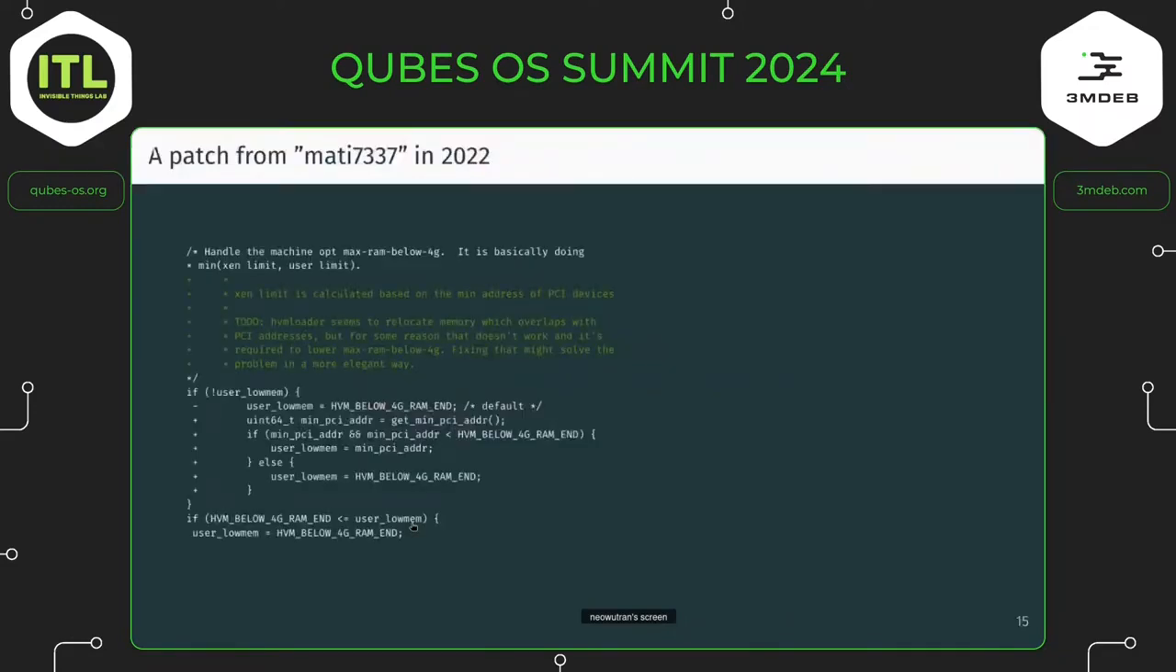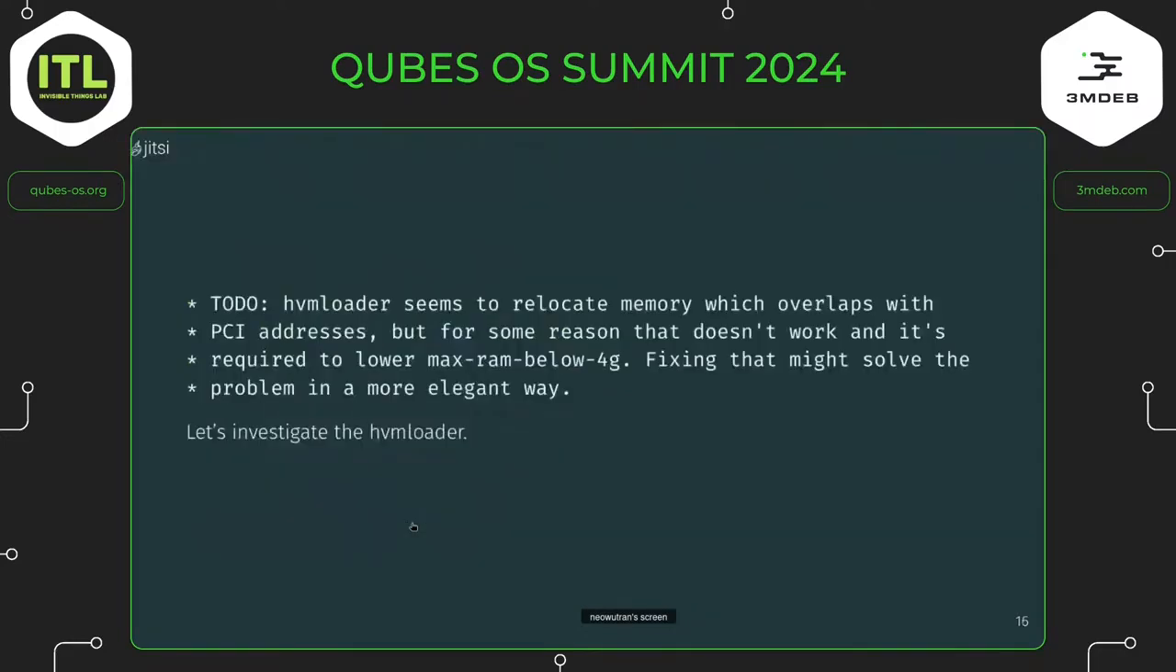Back in 2022, the user Mati sent a patch to try to fix this issue. When I started to try to understand the issue, I got very interested in a code comment in this patch, as we see in this slide. The HVM loader is trashing the guest memory. So let's see the Xen source code about this HVM loader fix.